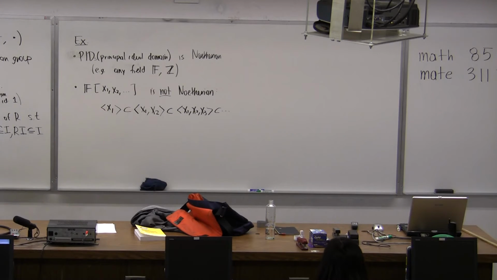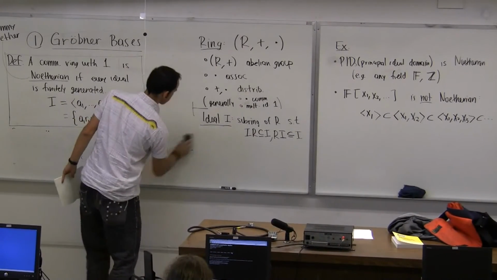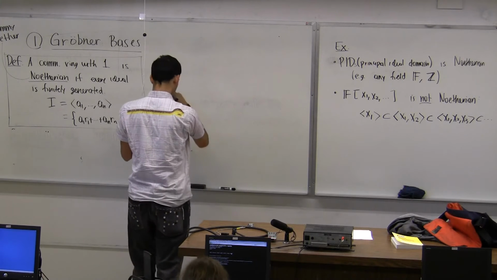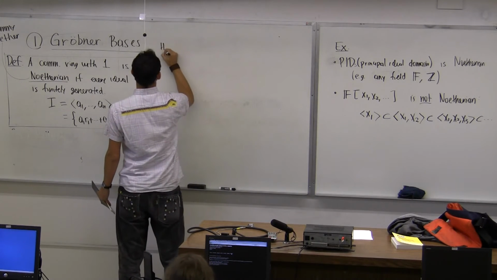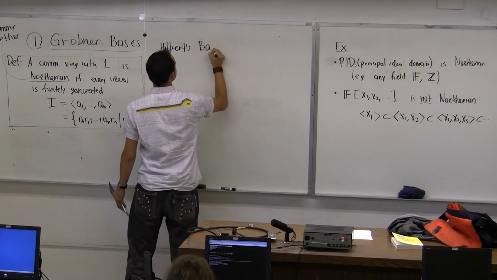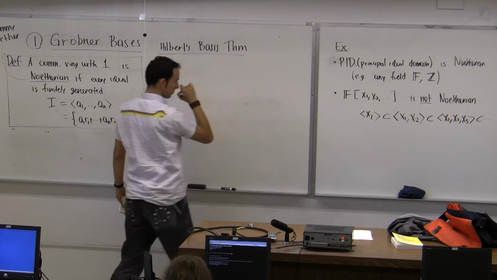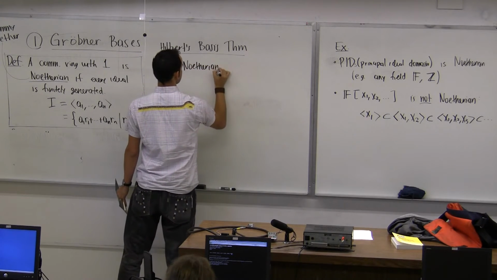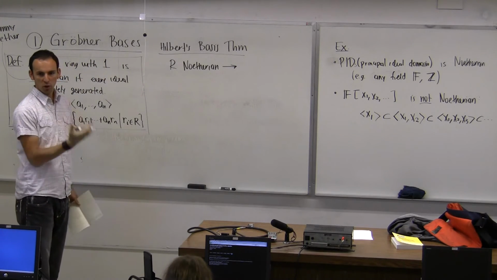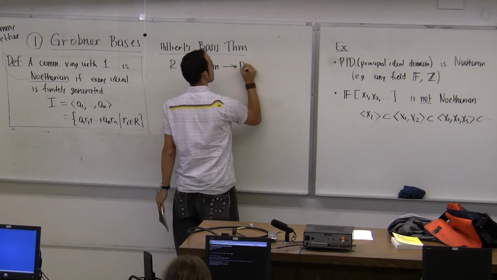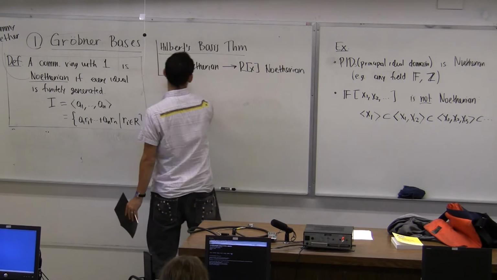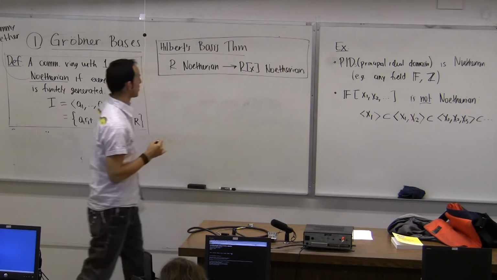I want to leave this here, but let me erase this stuff. And let's prove the first big theorem about Noetherian rings. It's called Hilbert's basis theorem. The theorem says that if a ring R is Noetherian, then the ring of polynomials with coefficients in R is also Noetherian.